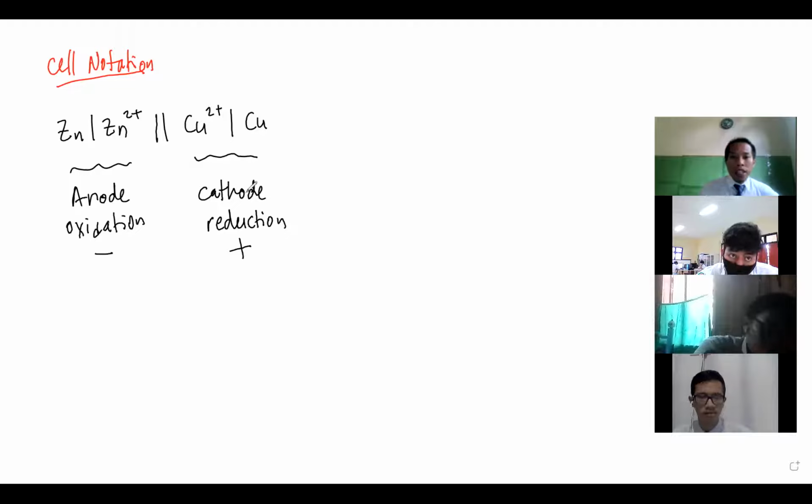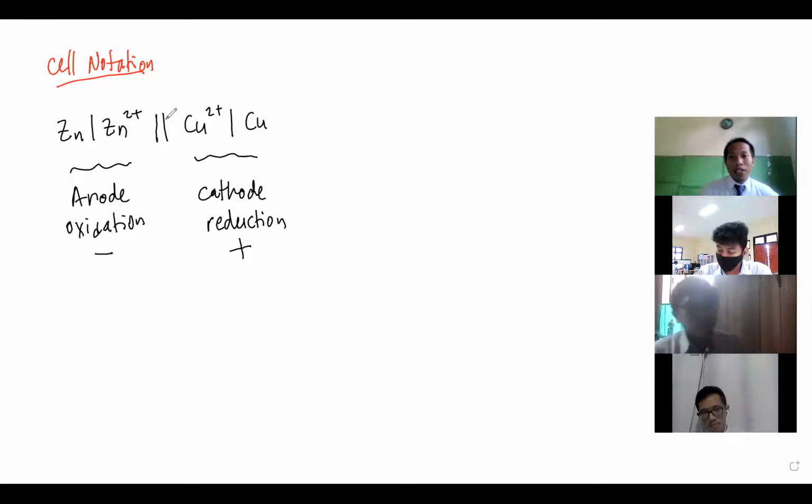At the same time, in the cathode part on the right side, copper 2+, single line, copper. It means that these are two different states: copper 2+ in aqueous, and this copper is in solid. There is a reduction reaction here. Between these two, there is a double line. This double line shows that it is a salt bridge that makes the voltaic cell work. All right, so this is what we call a cell notation.